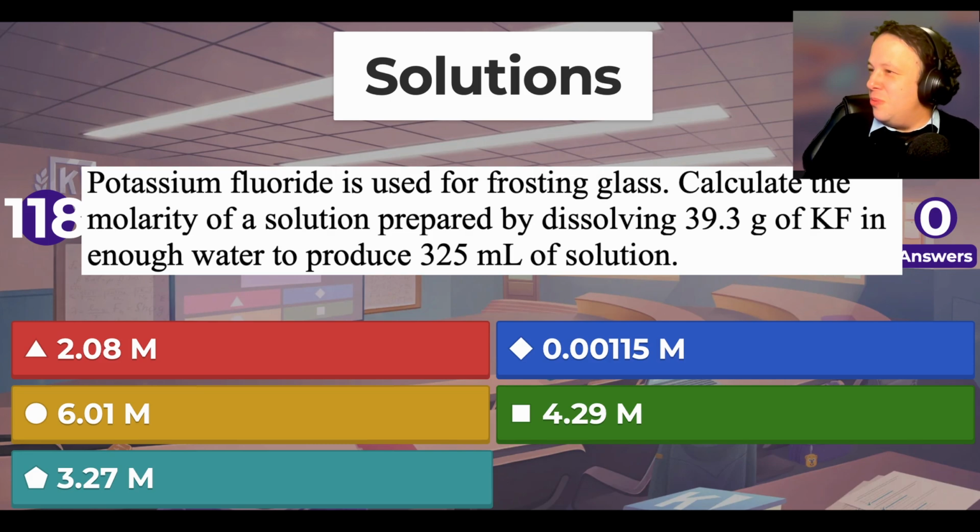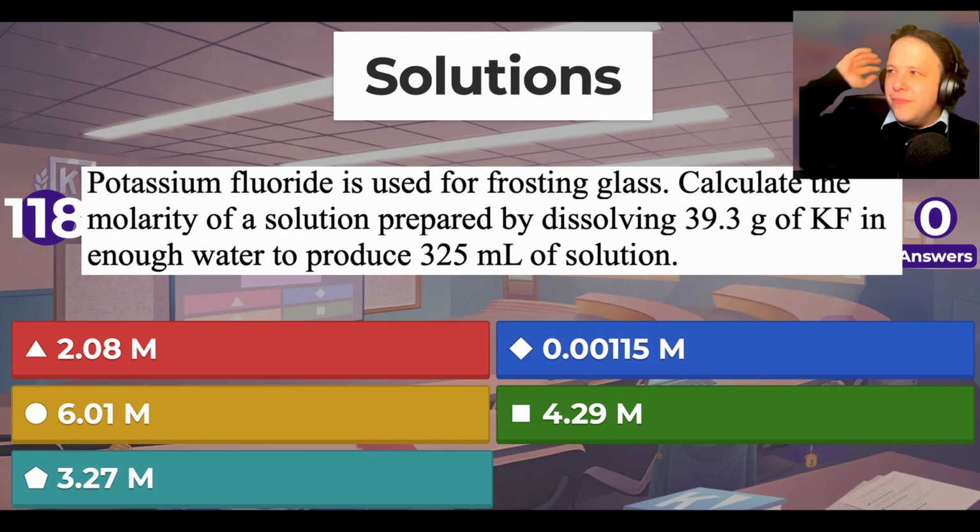So our next one, let's see, are we still in solutions or are we past solutions? Double points. More solutions. I think we have 1 or 2 more solutions.